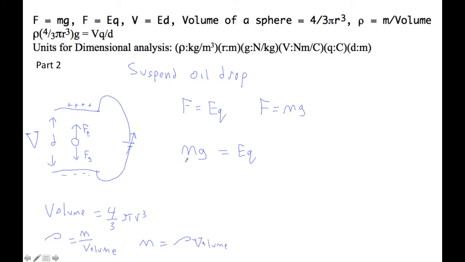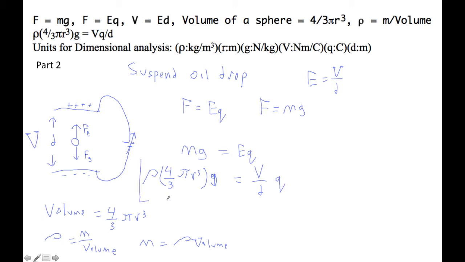Okay, so now we're all set. We can set this thing up, right? The mass is going to be density times 4/3 pi r cubed, right? Times g, right? I was going to write 9.81, right? And then the electric field in there, if you recall, the electric field is the voltage divided by the distance, right? So now this V is our voltage, right? If we divide that voltage by that distance, we get the electric field, right? So that equals V over D times the charge.